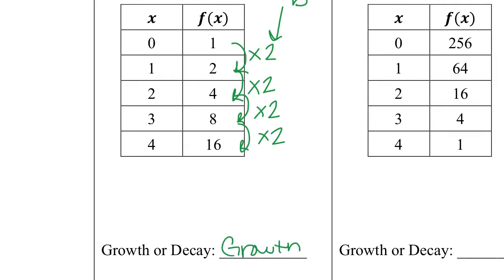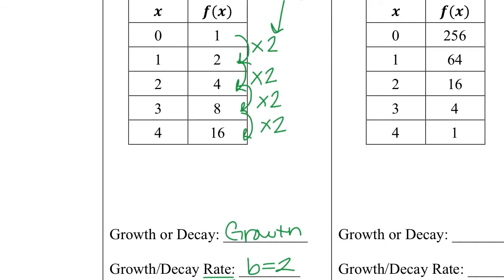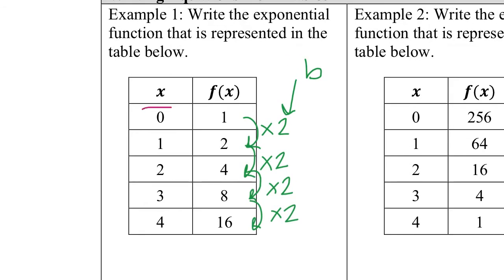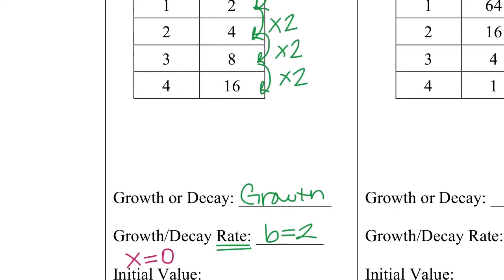The growth or decay rate itself, that's your b value. b is equal to 2. The last part we need for an equation is the initial value. So remember, this is where x is equal to 0. This is like the y-intercept. So I find x is 0, look for my y value. So in this case, a is 1. Your initial value is a equals 1.